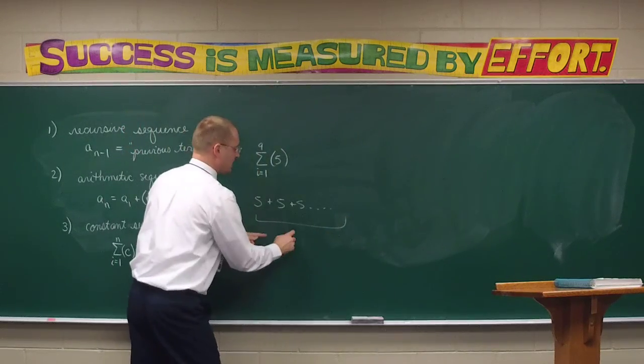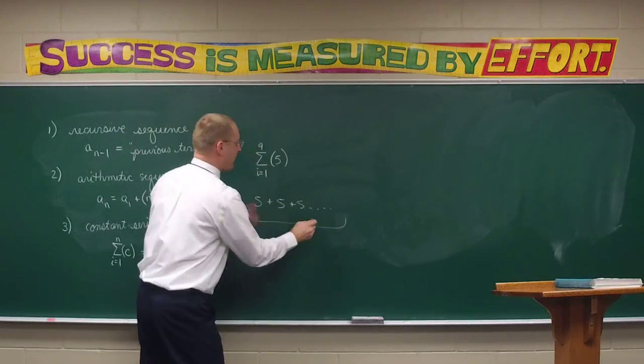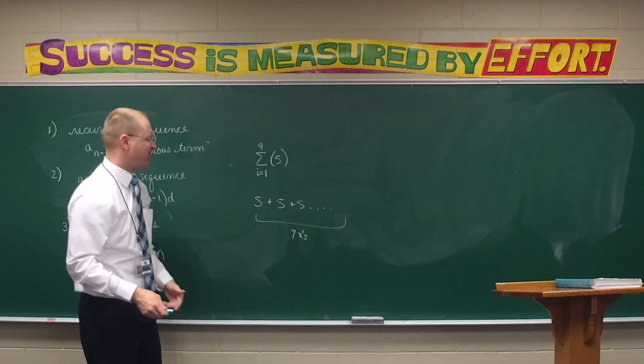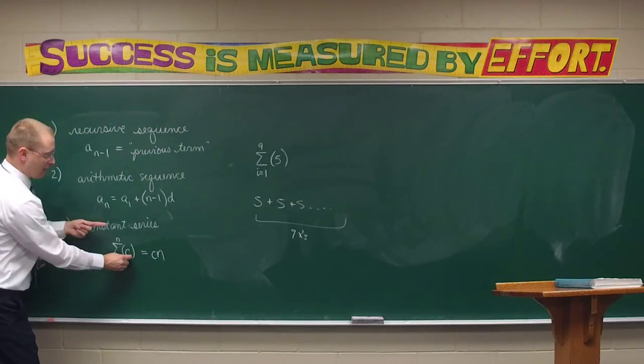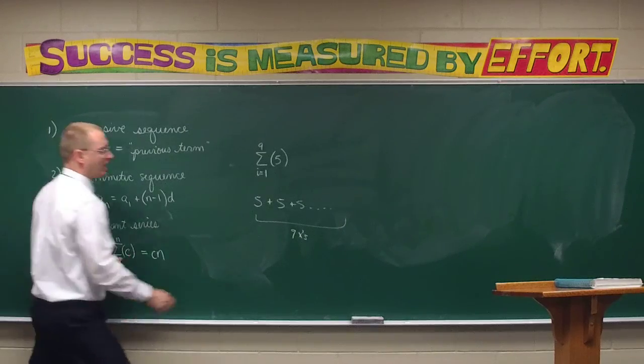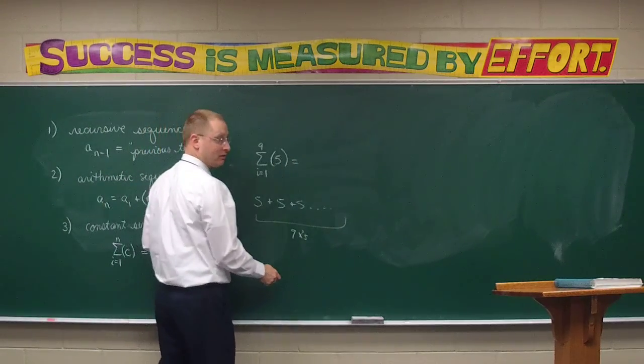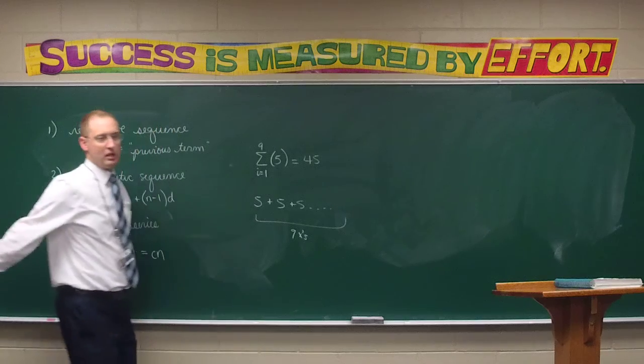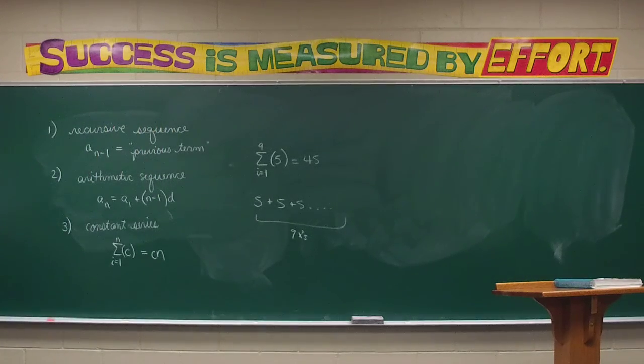So in other words, I'm just going to get 5 nine different times. In other words, 5 times 9, the constant times the upper bound. So this is simply going to be, class, 45. That's the easiest series there could possibly be, a constant series. It doesn't get easier than that. But a constant series, just multiply whatever the constant is by the upper bound, assuming we're starting at 1, and that's what we're going to assume for a little while here at least, that we're going to start at 1 for our lower bound. That's all there is to it.